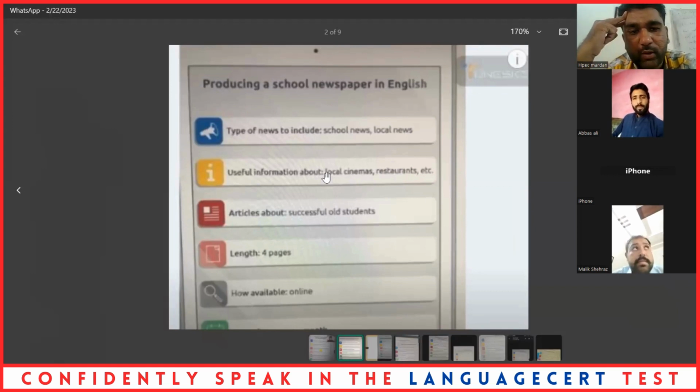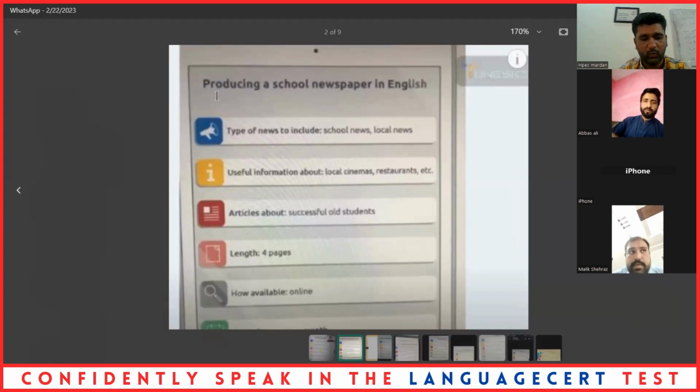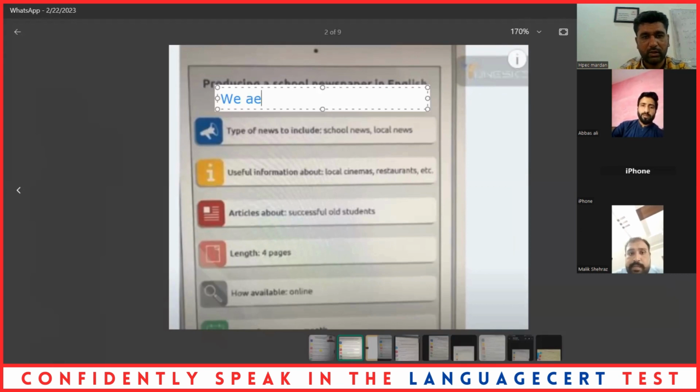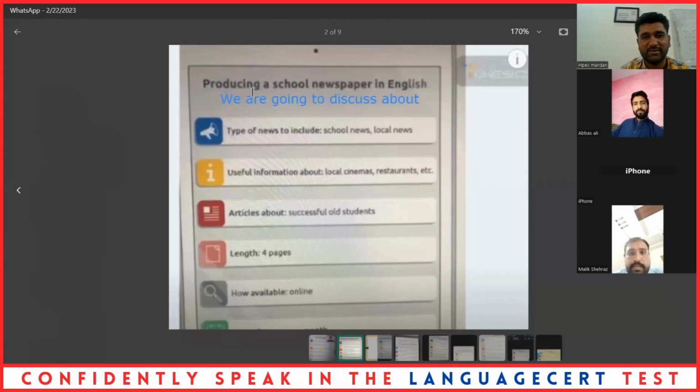Okay, we are going to discuss about, so you will write this very first thing there. We are going to discuss about. Now, this is a sentence, and you must remember it or memorize it: We are going to discuss about producing a school newspaper in English.